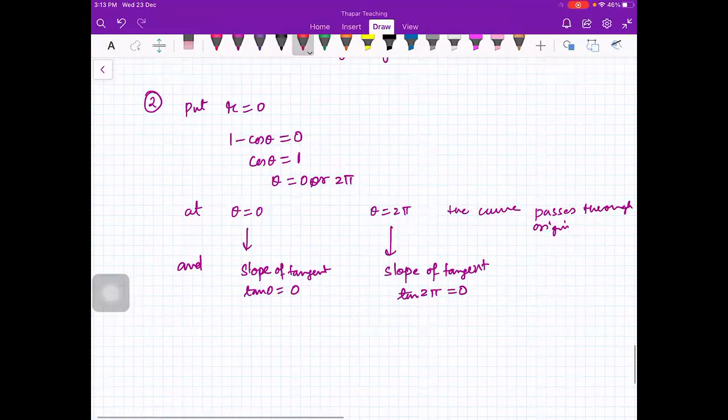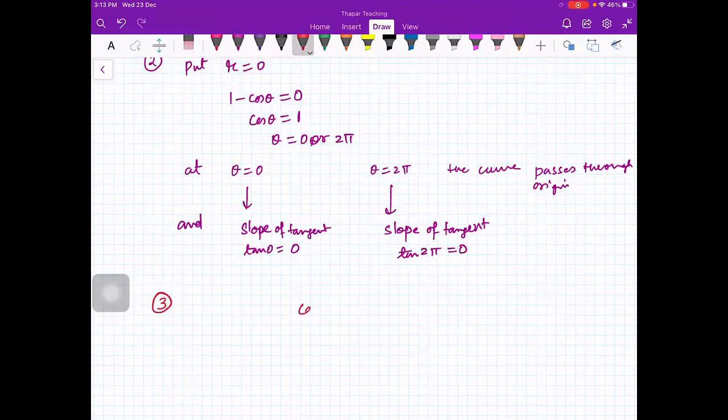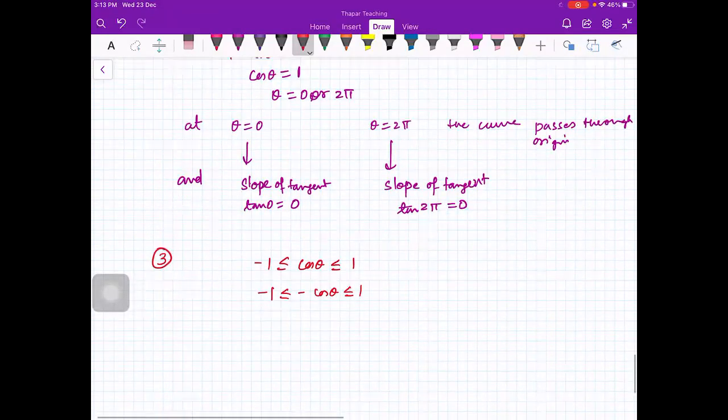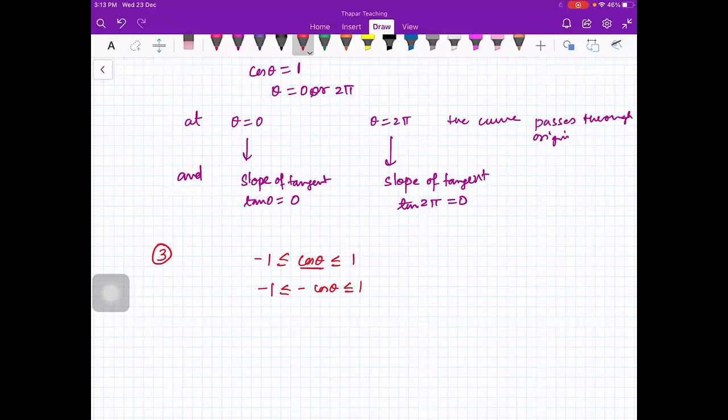Okay, so next we can find a range. Cos theta lies between 1 and -1. So minus cos theta lies between, again, 1 and -1. I'm just replacing. If I multiply by -1, the sign will be reversed. So 1 minus cos theta will lie between 2 and 0. So the maximum value of r will be 2 and the minimum value of r will be 0.